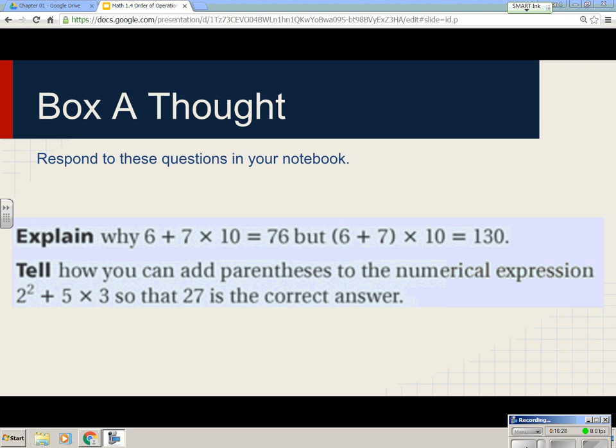And the second one is tell how you can add parentheses to the numerical expression you see so that you can get an answer of 72. When you add parentheses, you're basically saying this is the first step you're going to do. Once you have those done, box it off, and you can move on to the quiz. Don't forget to label box of thought. Some people forgot to do that. You missed the heading up here, box of thought. Good luck.